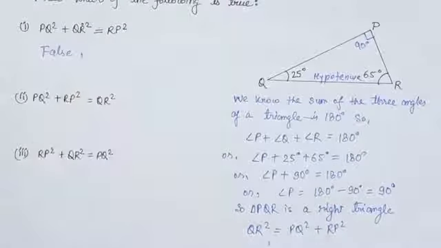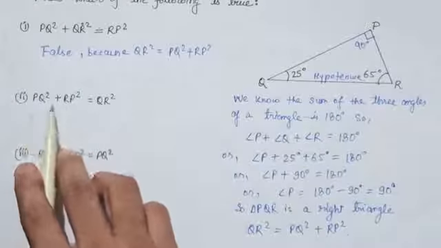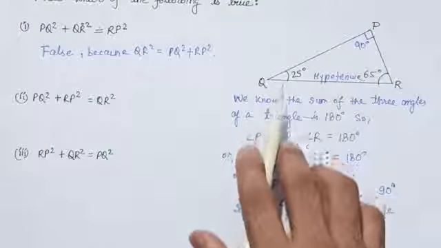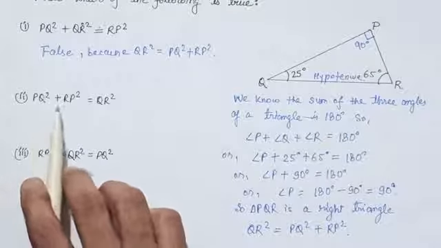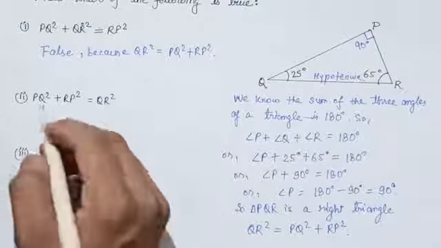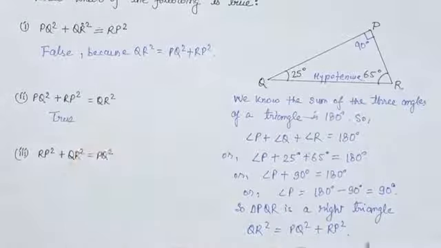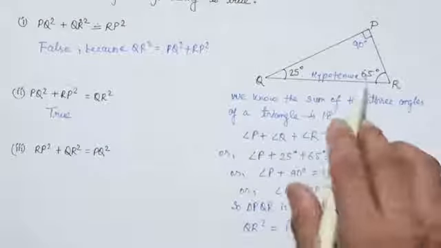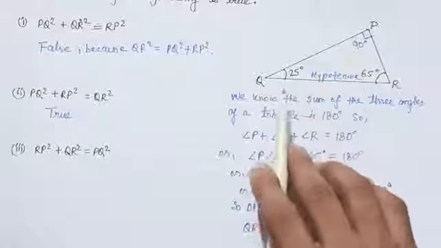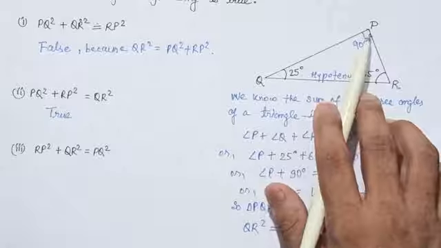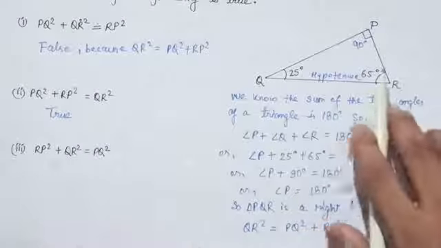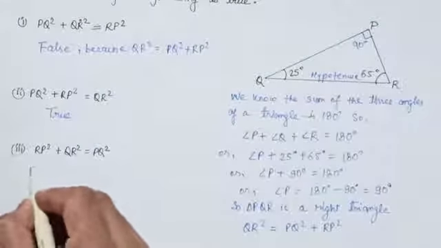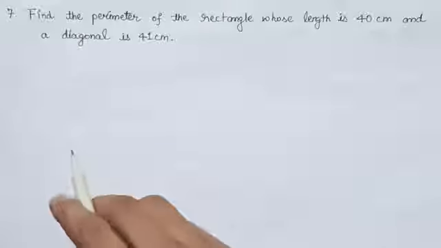Now let us see PQ square plus RP square is equal to QR square. This is correct, because the sum of the squares of the legs of a right angle triangle is equal to the square of the hypotenuse. So this is true. Now let us see the third one. RP square plus QR square, that is hypotenuse square, is equal to PQ square. That means leg square plus hypotenuse square is equal to the square of the other leg. So this is false.